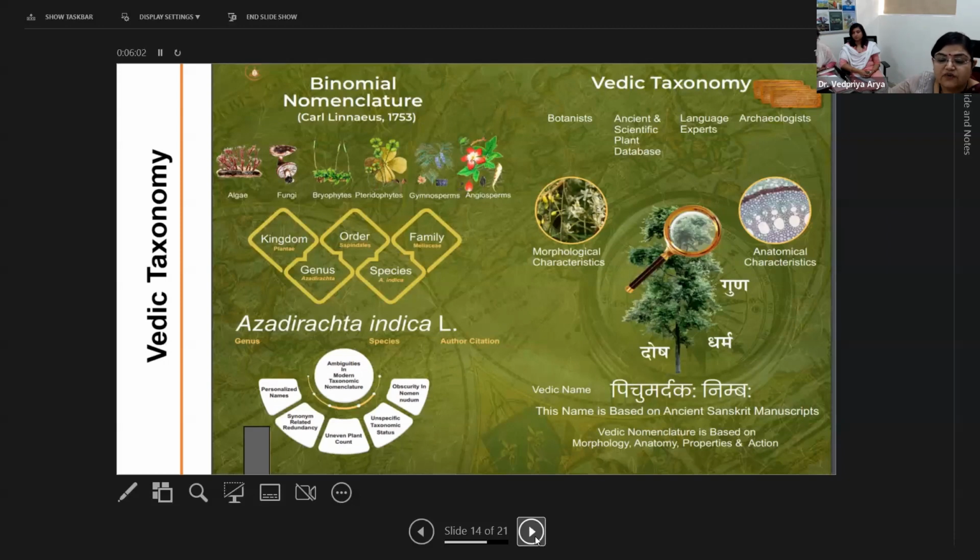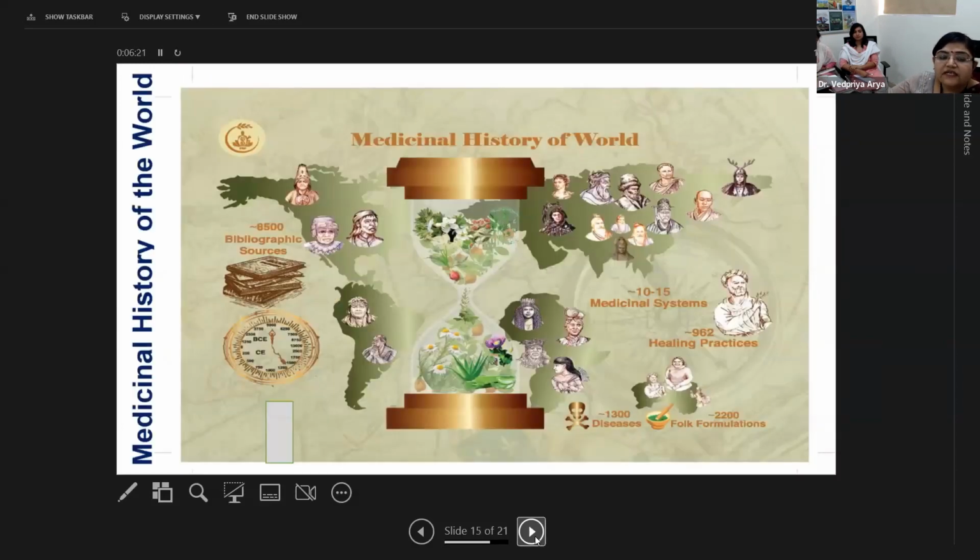It is one of its kind work, and at present, under the divine guidance of Pujacharya Balakrishna Ji, a Vedic taxonomy of 350,000 plants has already been done, and it is regarded as an innovation in Ayurveda research by the National Commission of Indian System of Medicine. We are documenting, for the first time, the medicinal history of the world. We are covering 962 healing practices and 1,300 diseases, and we have used about 8,500 bibliographic resources in compiling it.